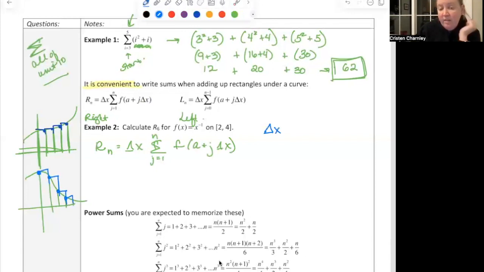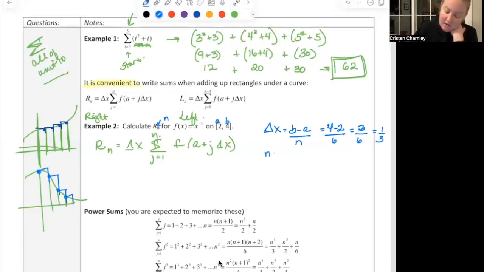Remember, delta x is the width of each rectangle, and they're going to be the same width. So this would be b minus a divided by n. B is the ending value. This is a, this is b. So it would be 4 minus 2 divided by the number of rectangles that we have, and that's the little subscript here. This is n. So 4 minus 2 is 2 over 6. This becomes 1/3. So delta x is 1/3. The other thing we need, okay, up here's n. n is equal to 6. a is the starting value, which is 2.